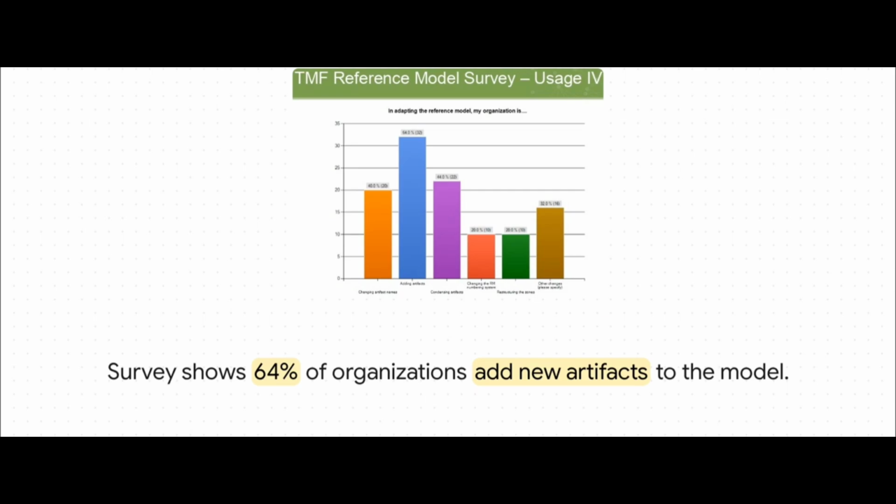This survey shows that a full 64% of organizations add their own custom artifacts to the model. What that tells us is that while this standard model is a great place to start, most companies find they need to add a few of their own specialized tools to their toolbox to get the job done right.